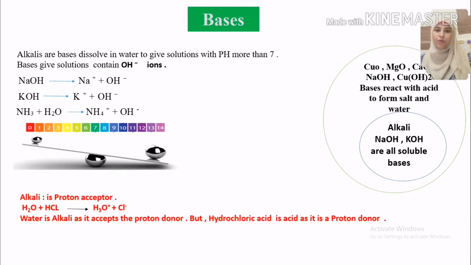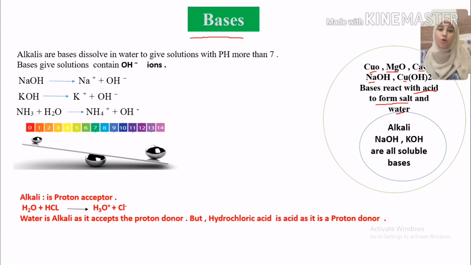We will transfer to bases. Bases are opposite to acids. We have a large general group known as bases. Bases are metal oxides like copper oxide, magnesium oxide, calcium oxide, and also sodium hydroxide, potassium hydroxide, copper hydroxide. All of these are bases. Bases in general can react with acids in a neutralization reaction to form salt and water.